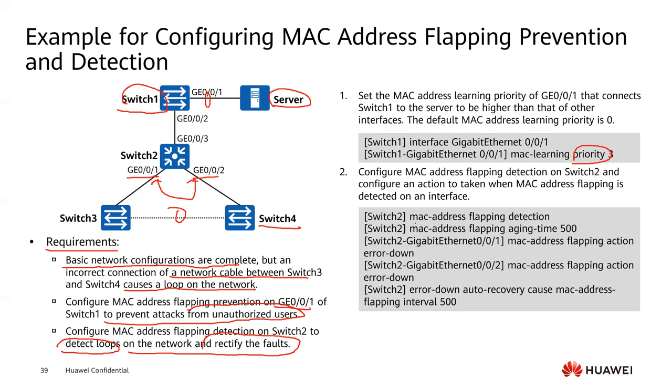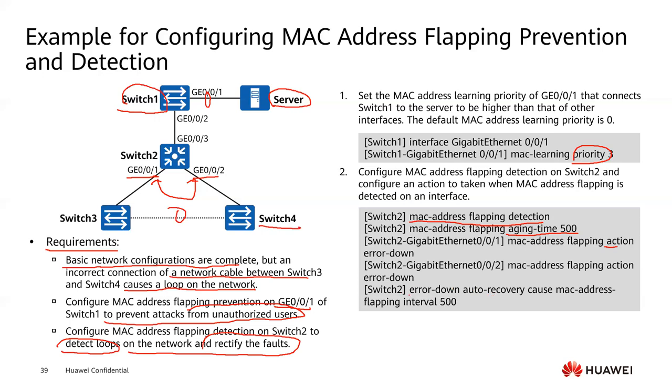So we need to enable the MAC address flapping detection function and set the aging time. And for this port and this port, we will set the action to error-down. It means if a network loop occurs, this interface or this interface will be shut down. And also we need to set the error-down auto recovery time. And now you will see how to configure error-down auto recovery.